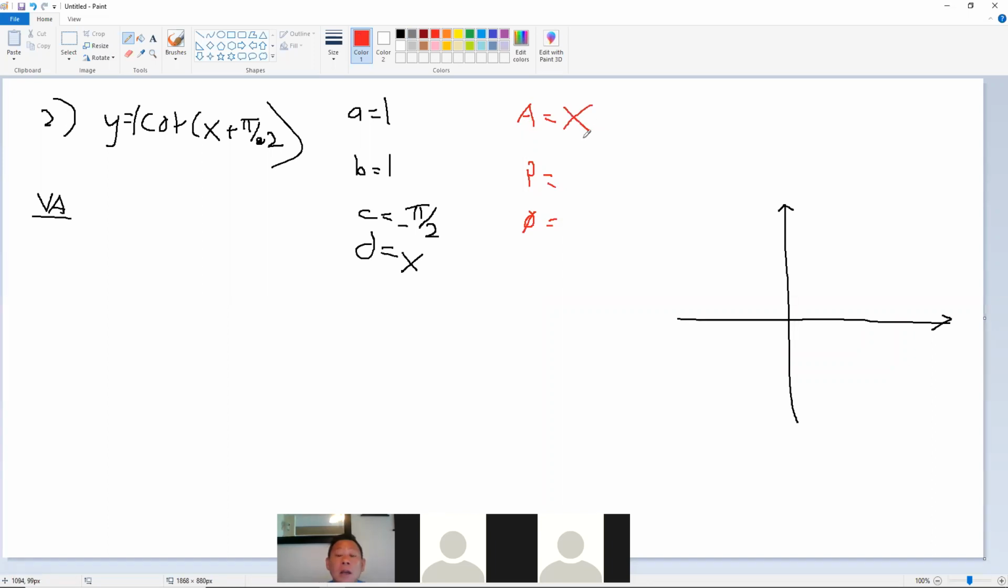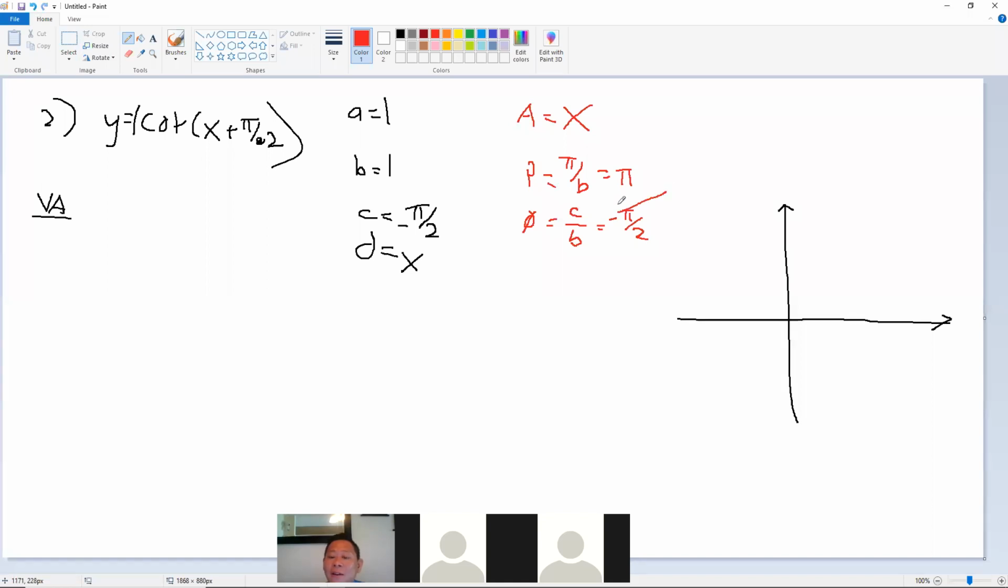Amplitude does not exist. Period is pi over B. And B in this case is 1. So this is just pi. Okay. Phase shift is C over B. So it's negative pi over 2. And since B is 1, it's over 1. So this over 1 is redundant. So in this case, your phase shift is negative pi over 2.